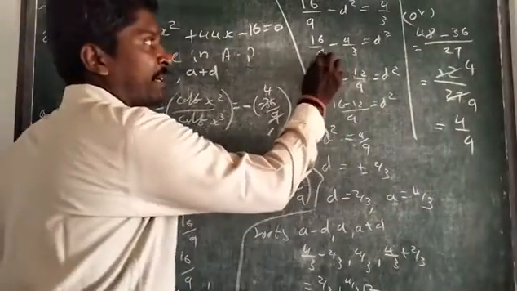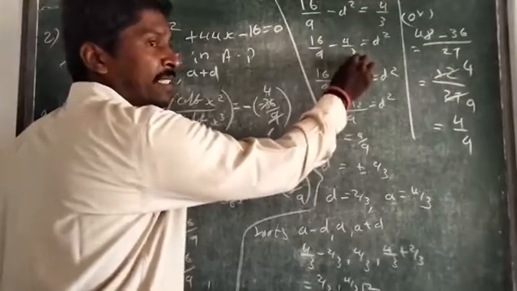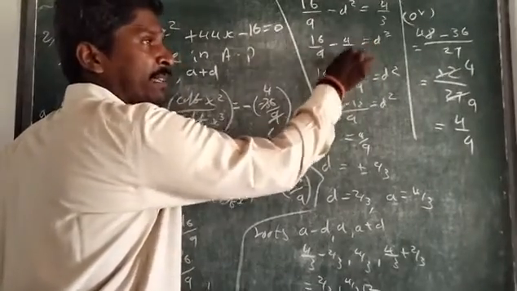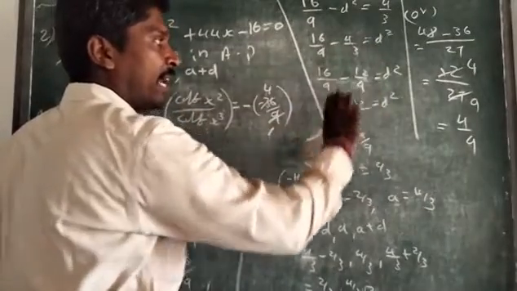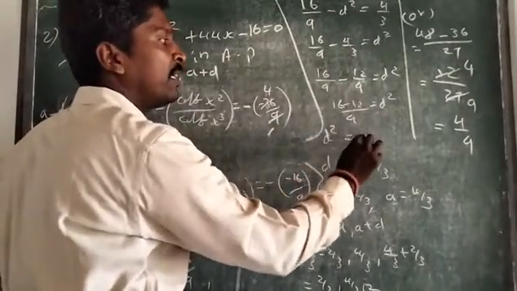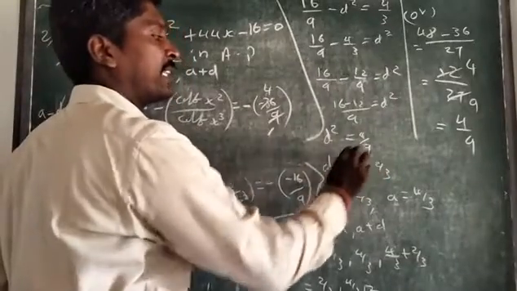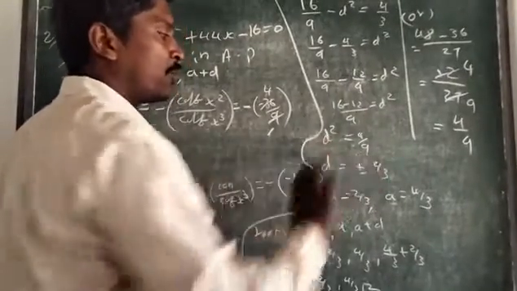Now take the LCM. Here 9 is there, so I want to change the denominator to 9. Multiply the numerator and denominator by 3. So 3 fours are 12, 3 threes are 9. Now the denominator is the same, so subtract the numerators. Then we get d squared equal to 4 by 9. Then d equals plus or minus 2 by 3.